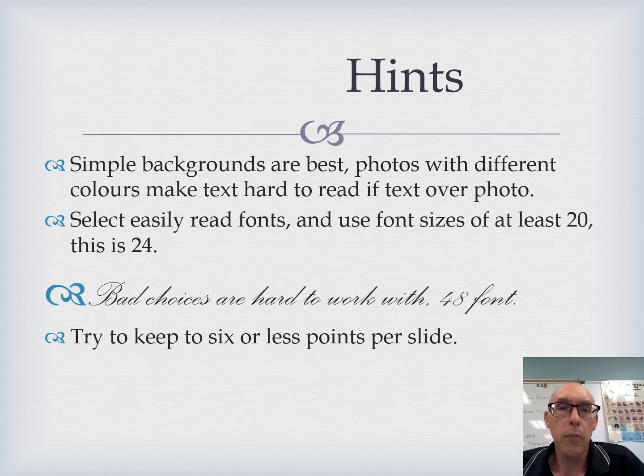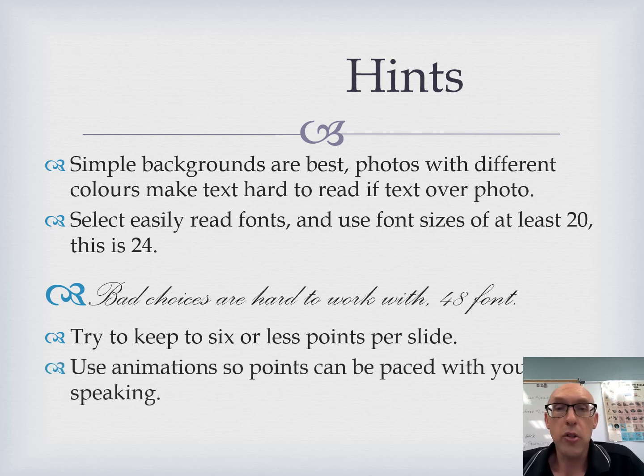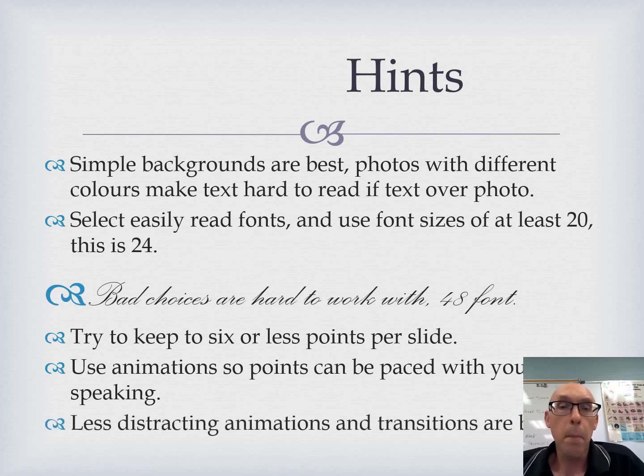Try and keep your slides to 6 points or less, because the more points you put, first, the smaller the text gets, and second, it's easier to get lost. But as you're noticing, use the animation so I can put in 1 point at a time, and it's much easier to control the pacing. Use animations so the points can be paced with your speaking, but less distracting animations and transitions are better. Notice I didn't have massively long animations. I didn't have funny spins, stuff like that. Yes, you can put those in, but make sure that they add to your presentation, don't distract from it.